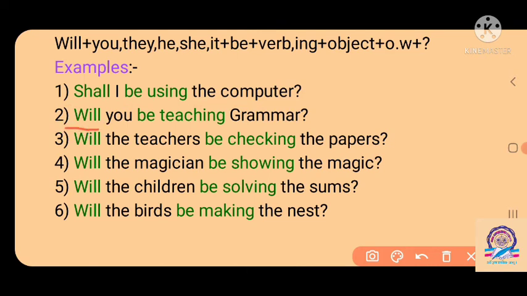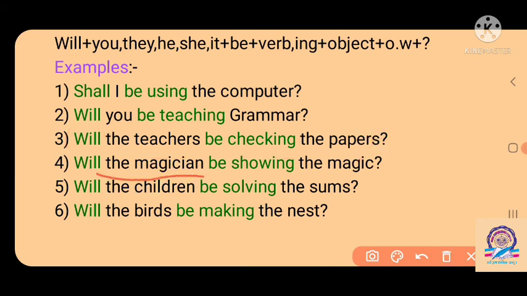Then "will you". The subject you is given here, so we have to keep will first, then the subject you, then be, then teaching, teach changes into teaching, then grammar, and there is a question mark here. Then "the teachers" is given here as a subject, so we have to keep will first, then the subject, then be, then check changes into checking the papers, and last we have to keep the question mark here.